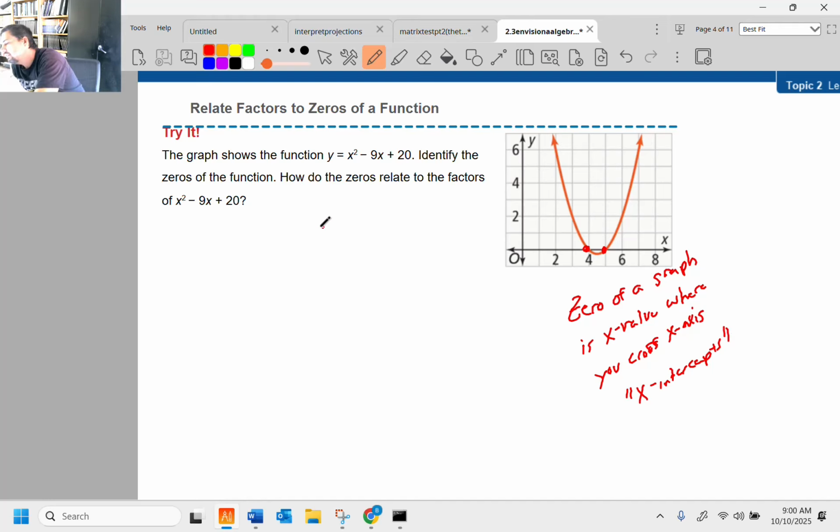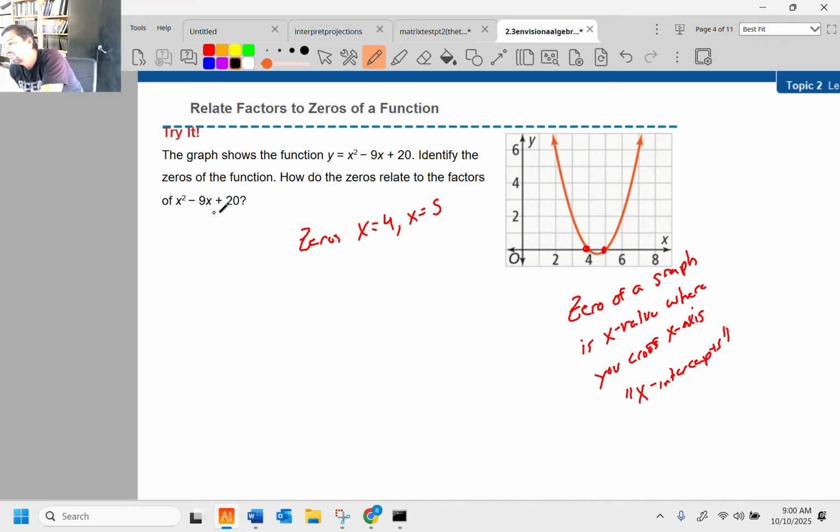So this has the following zeros. We look at the graph. The zeros are x equals 4 and x equals 5. And you'd be alarmed at how many kids can't do that. It's an alarming number of kids who can't look at a graph and tell you what the x-intercepts are. It scares me, quite honestly. But anywho, now, how does this relate to the factors?